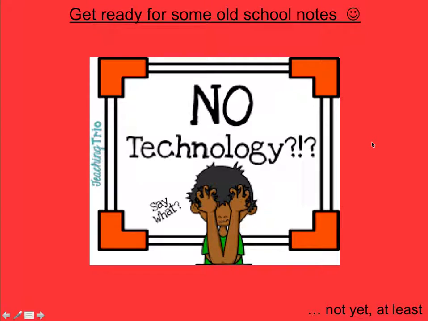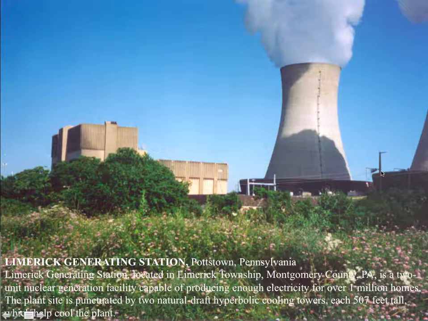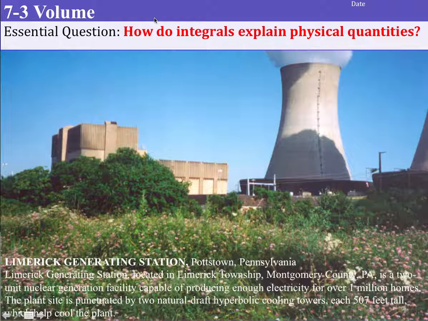So this is the first section of Chapter 7, and we're going to talk about how to calculate the volume when we take a function and revolve it around one of the axes, the x or the y-axis. So again, we're talking about an integral process that's going to explain a physical quantity, and that physical quantity is volume. And so in the picture here, we have the Limerick generating station in Pennsylvania.